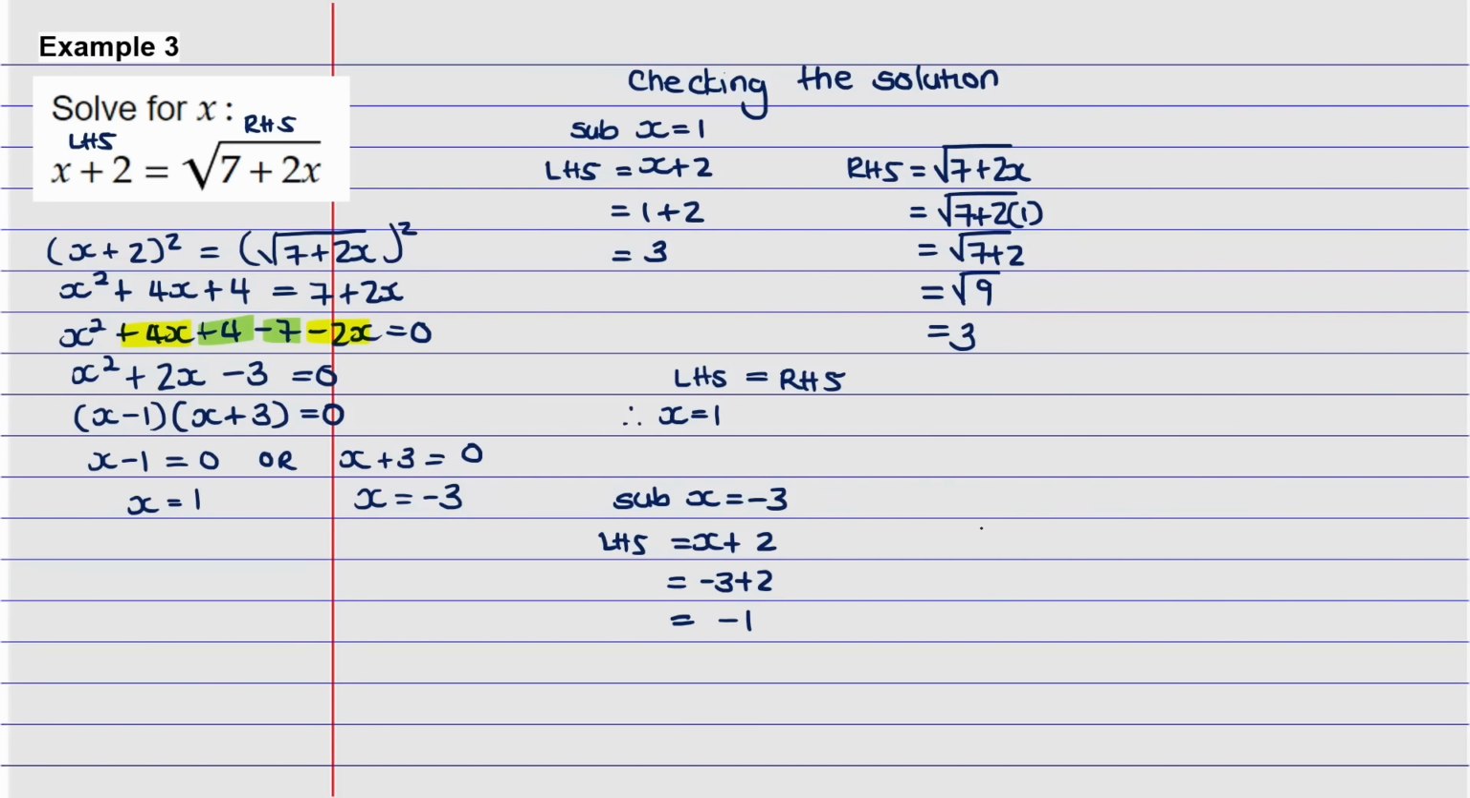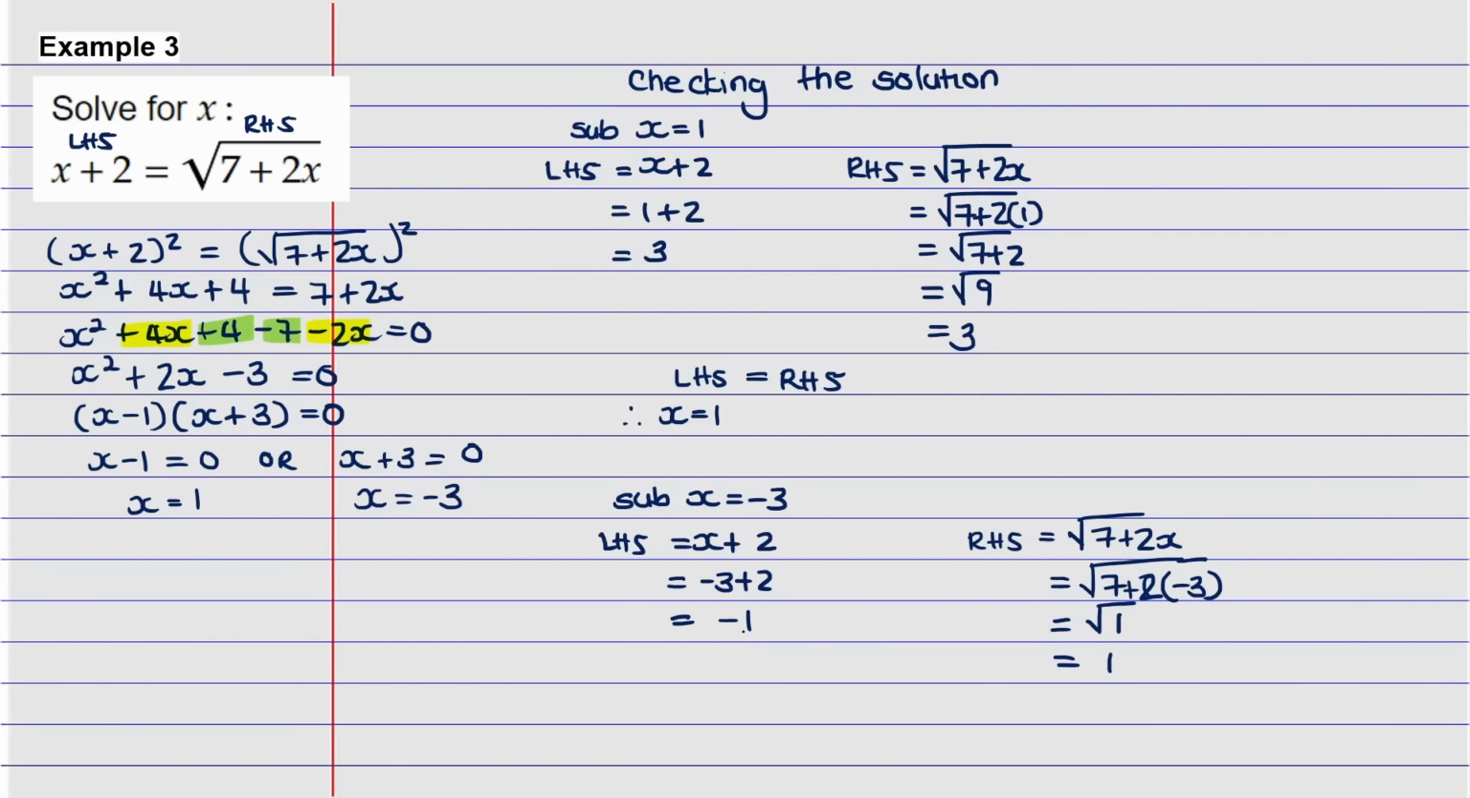So now we're going to check the right-hand side. The right-hand side is going to be the square root of 7 plus 2x, right? So we're going to substitute negative 3. So it's going to be the square root of 7 plus 2 times negative 3. If you say 7 plus 2 open bracket negative 3, you're going to get your answer as being 1. So this is the same as root 1, which is the same as 1.